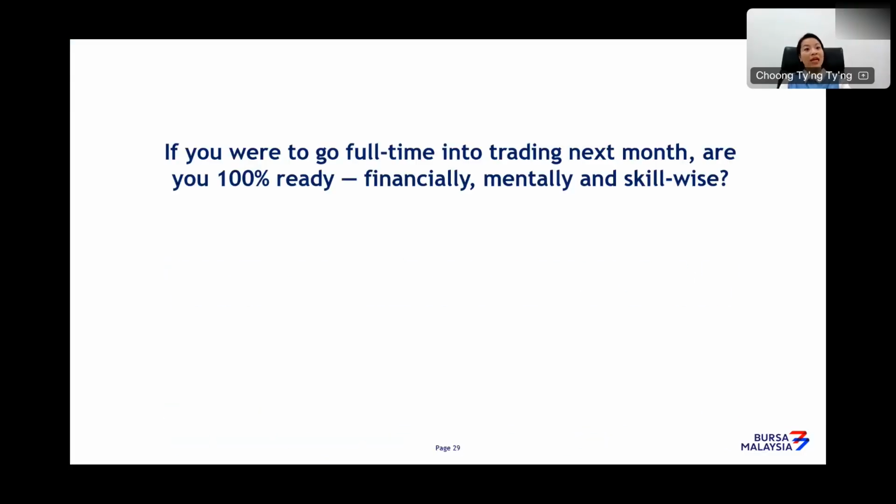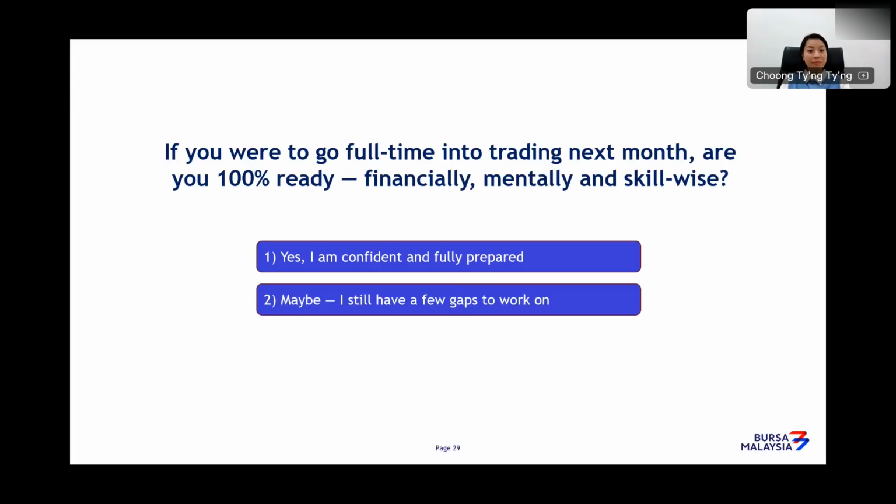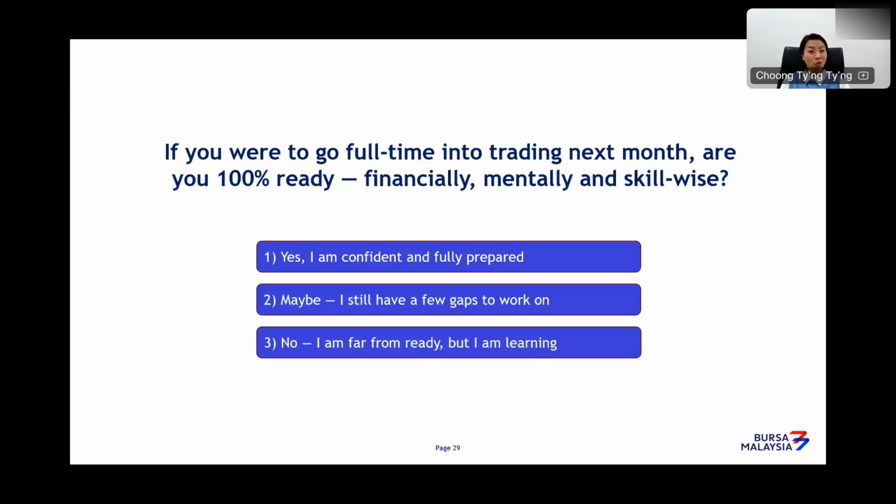Before I start with this topic, let me ask you a question. If you were to go full-time into trading next month, are you 100% ready financially, mentally, and also skill-wise? Option number 1, yes, I'm confident and fully prepared. Option 2, maybe I still have a few gaps to work on. And option 3, no, I'm far from ready, but I'm learning. Which one is your current stage? Come share with me.